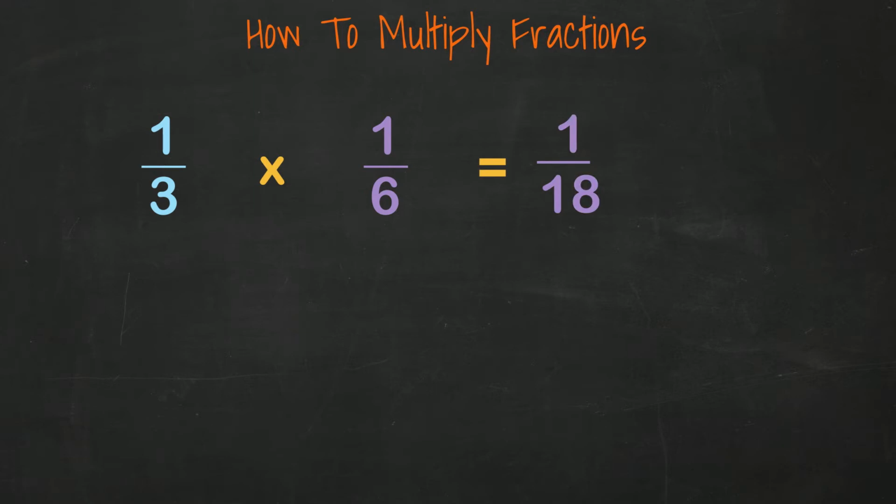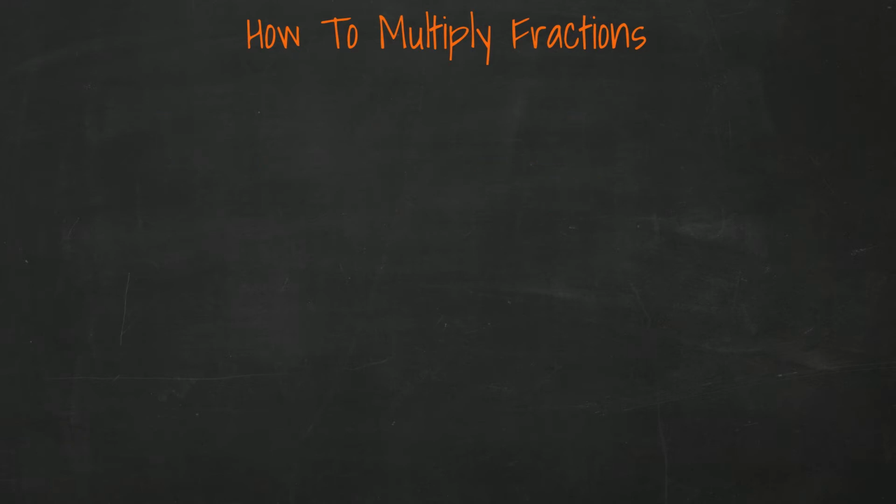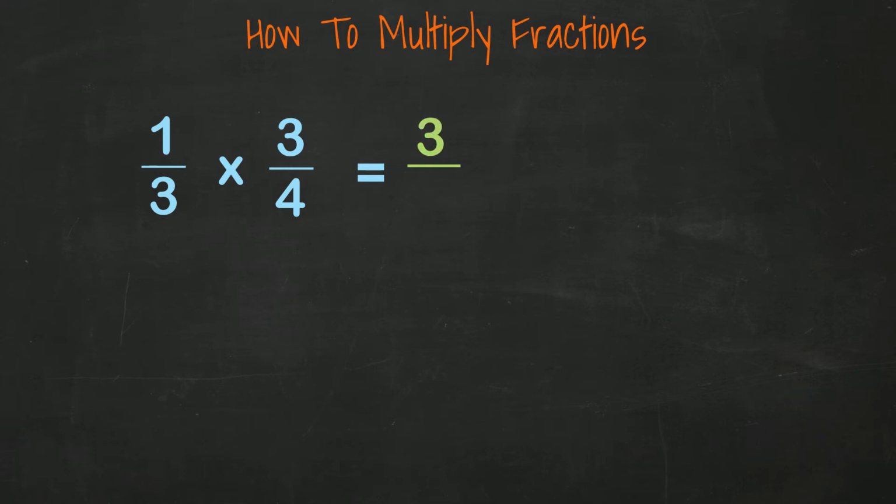Let's go over these steps with a few examples. Take the example of 1/3 times 3/4. First, multiply our numerators together. 1 times 3 is 3. Next, we multiply denominators together, and 3 times 4 is 12. The result is 3/12, which can be simplified down to 1/4.